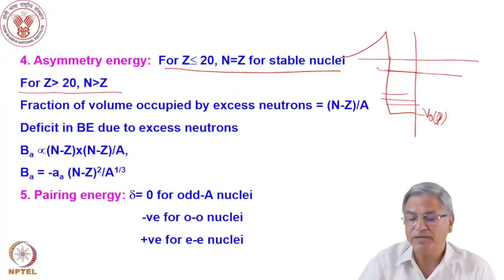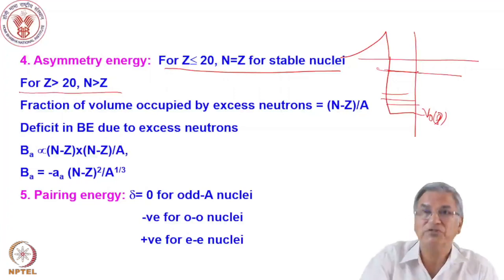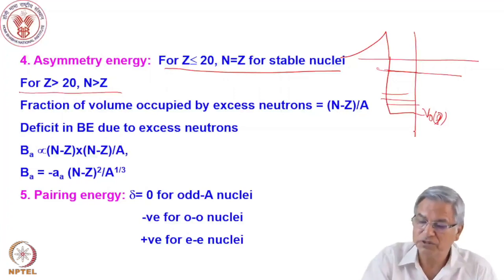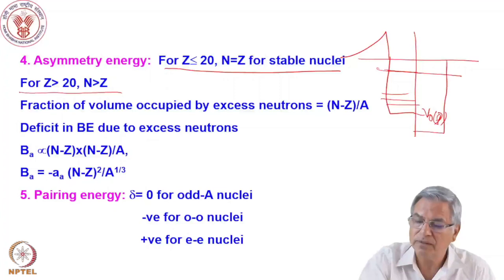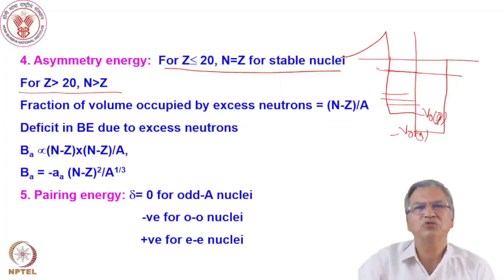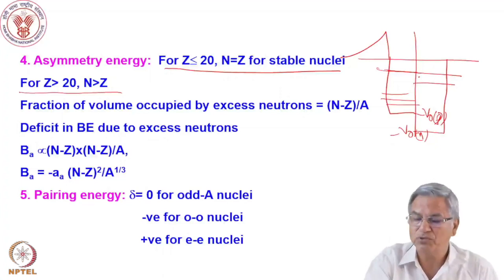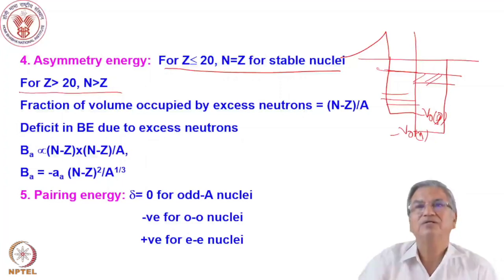it will start undergoing beta minus decay. So, to accommodate more neutrons than protons and have the same Fermi level, the neutron potential well will start from here. There are some neutrons which are in excess over protons, and they do not have the benefit of exchanging with the protons. And so these excess neutrons in fact have higher kinetic energy compared to the protons.